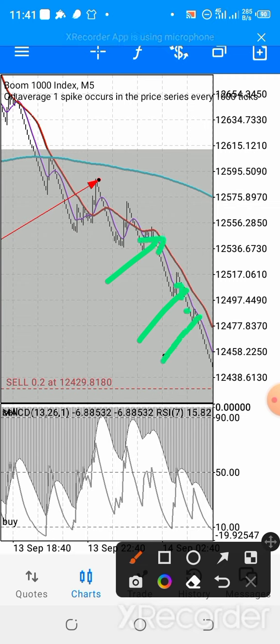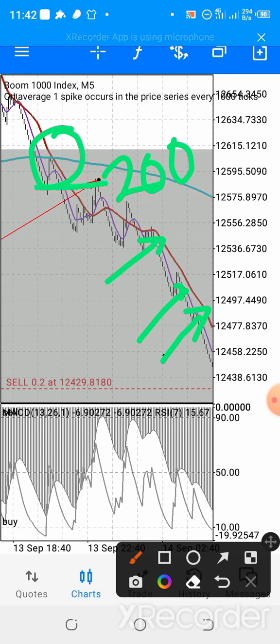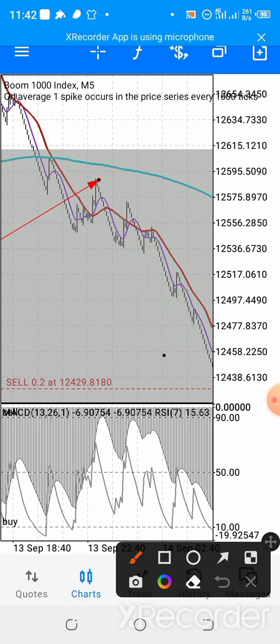So I prefer to trade those signals that happen very close to the 200. This is my 200. This blue is my 200 moving average. So every trade that happened close to it is actually my best trade entries. So this was the closest. This was actually the closest. These were the closest entry points for this trade.